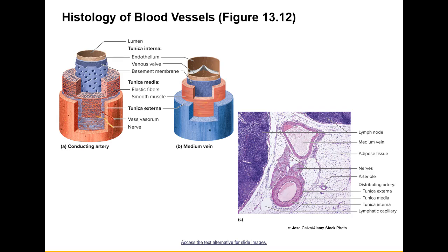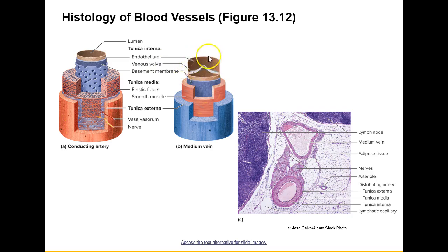Those 3 layers: the innermost layer is called the tunica interna. Some textbooks also call it the tunica intima. You could really call it either one, but this McGraw-Hill textbook calls it the tunica interna. That is the innermost layer of the blood vessels. It is made up of simple squamous epithelium, also known as the endothelium. So it's a very, very thin layer of tissue.